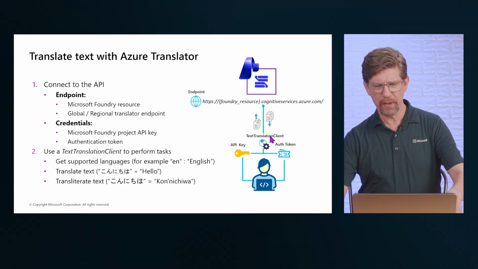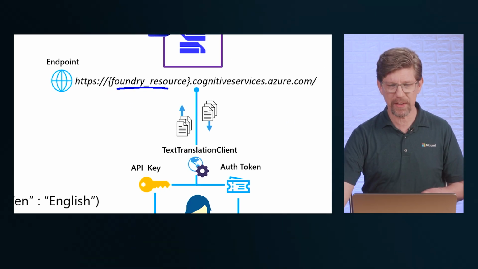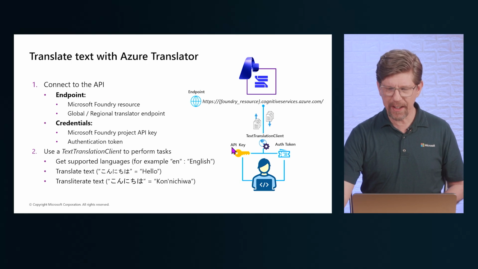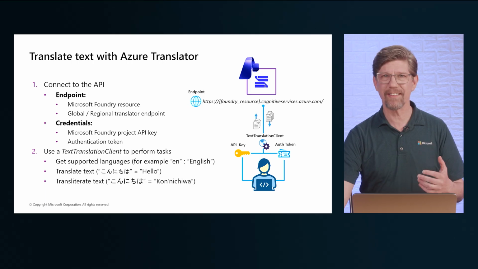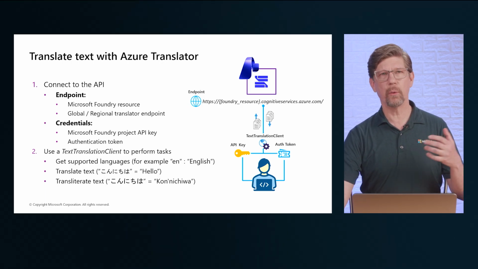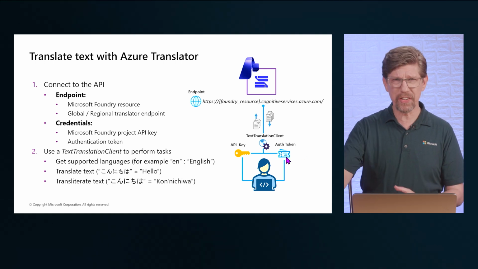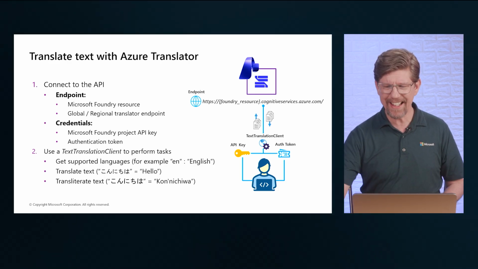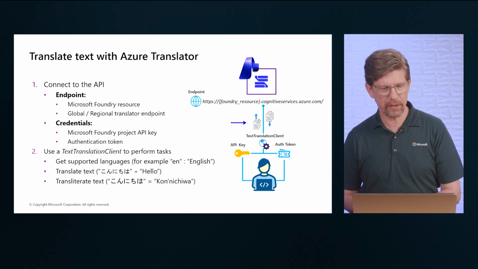You're first going to note the endpoint that we're going to need at this point. Whatever the name of your Foundry resource is, then .cognitiveservices.azure.com, with the API key or authorization token. In many of our examples, we've been using things like the default Azure credential or the default AZCLI credential, which gives us a token provider. One of those two mechanisms can be used in conjunction with our text translation client.